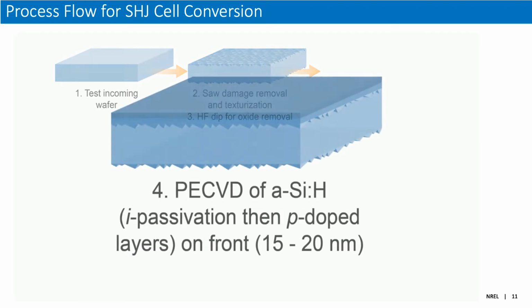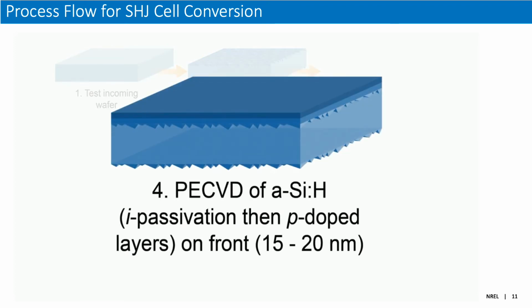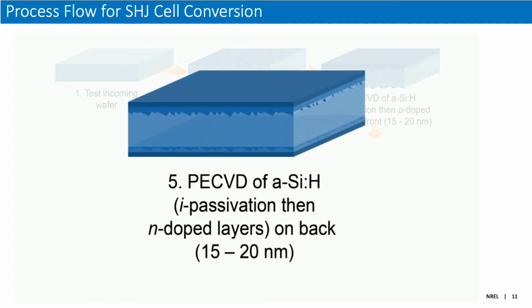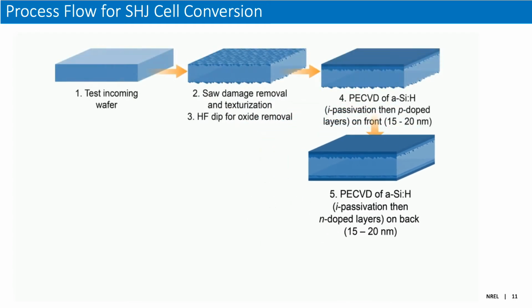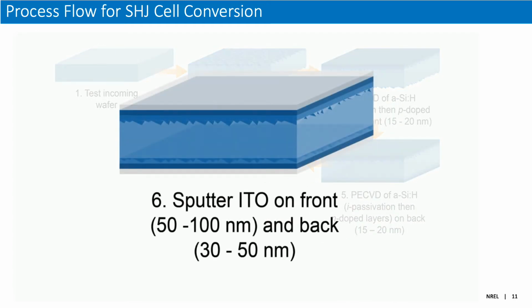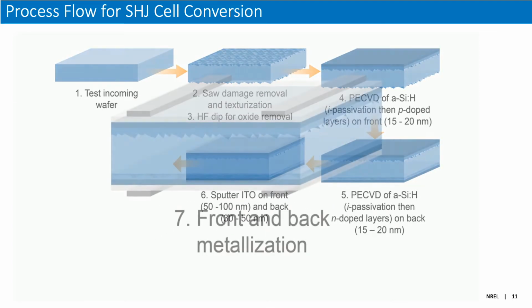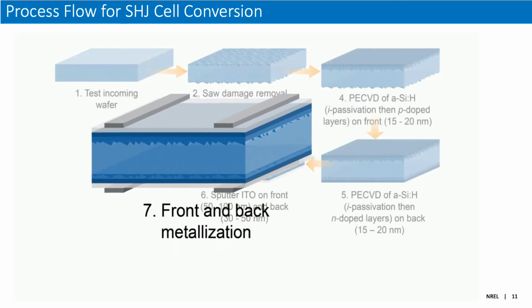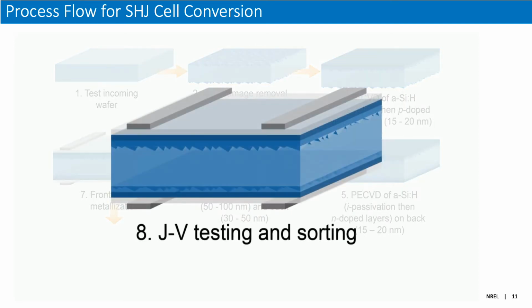Then, hydrogenated amorphous silicon layers are deposited on the front side by plasma-enhanced chemical vapor deposition, where an intrinsic layer is deposited first, followed by a p-type layer. Then the same is completed on the rear side, where hydrogenated amorphous silicon is deposited, except an N-type layer is deposited after the intrinsic layer. Then indium tin oxide is sputtered onto both the front and back sides, and the front and back sides are then metallized, where notably the back side has periodic contacts such that the absorber is exposed. Finally, the completed cells undergo current voltage testing and sorting into bins.